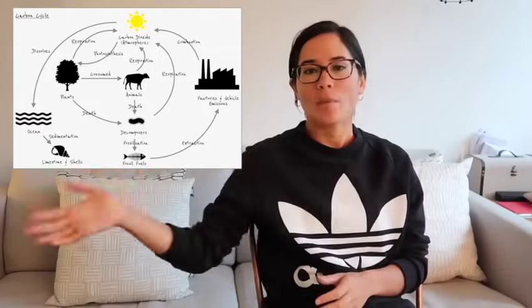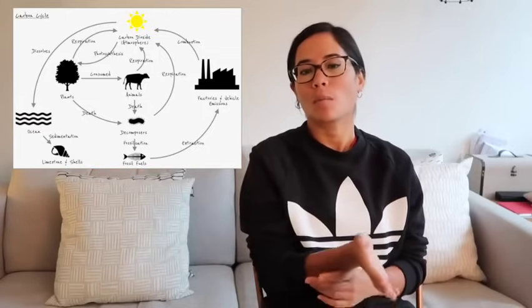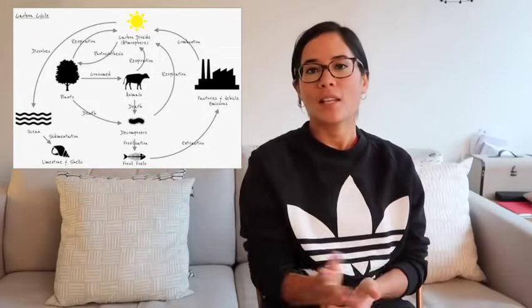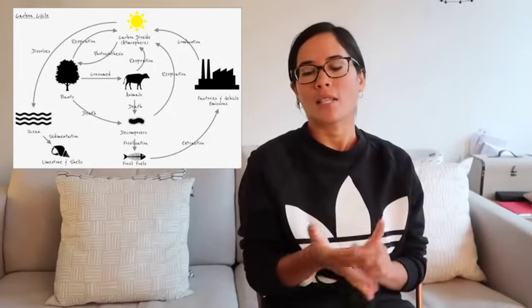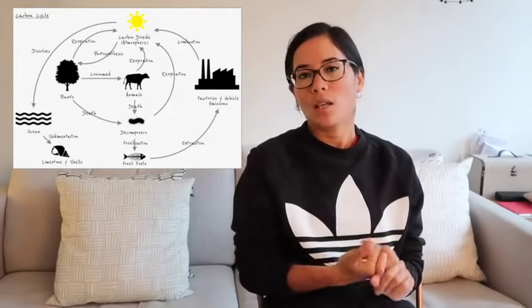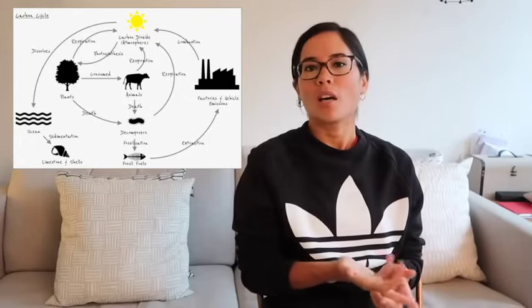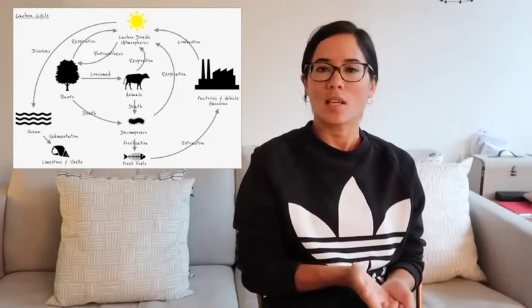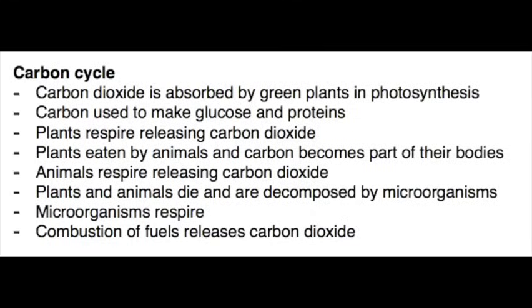So we can see carbon dioxide went in the first place with green plants photosynthesizing, and then it left via respiration by plants, animals and microorganisms. Do notice that combustion, which is burning of fuels and things, also releases carbon dioxide into the air.